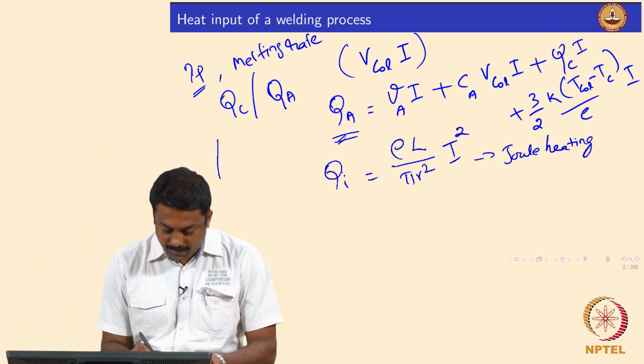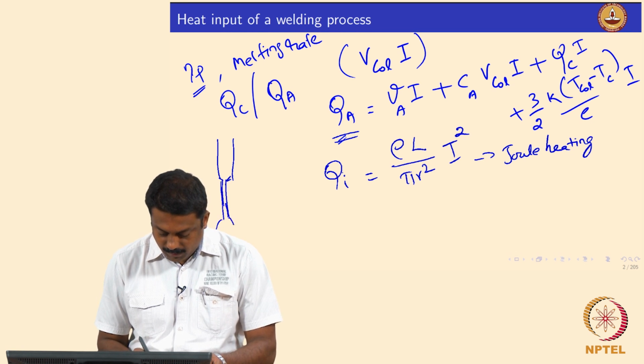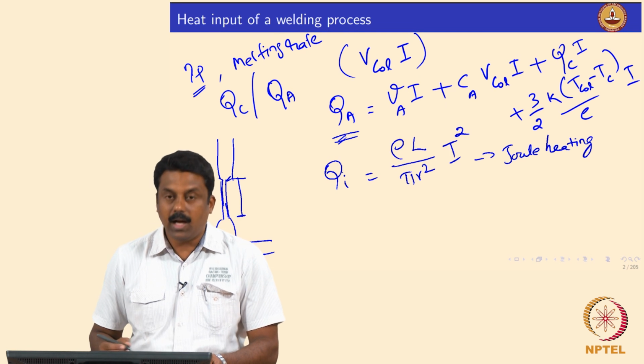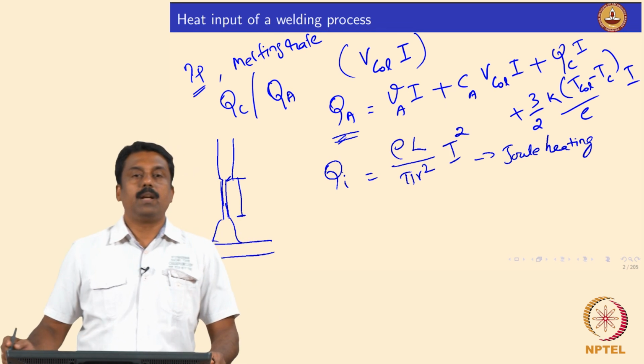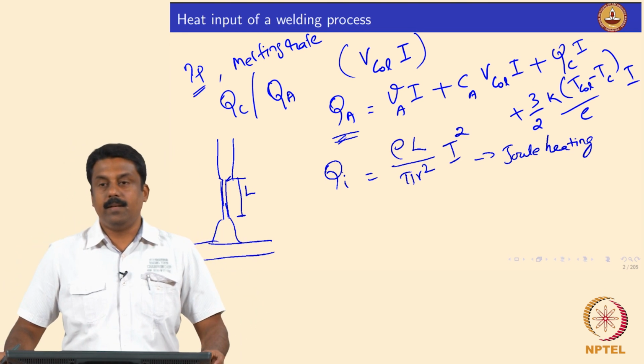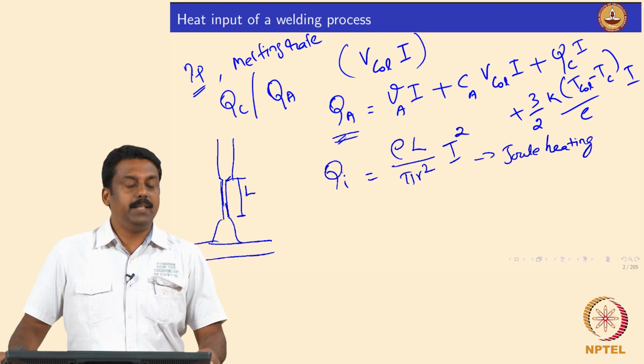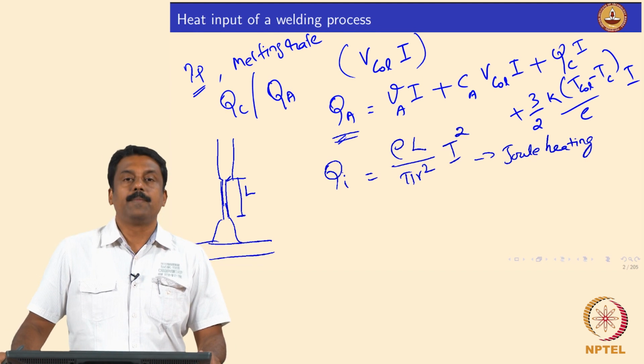Suppose you have a contact tip, and then the consumable wire will be sticking out, and it will form the arc with the base material. The distance between the contact tip and the arc is what we generally define as the stick out length, and this is a very crucial parameter in GMAW. So when you are setting it up, that is what we saw in the previous class also.